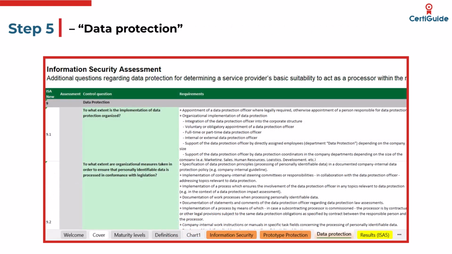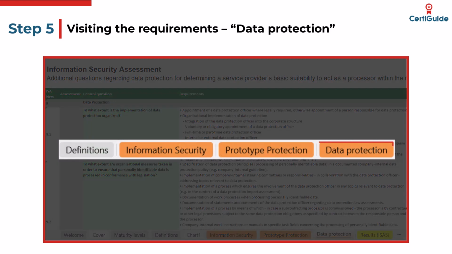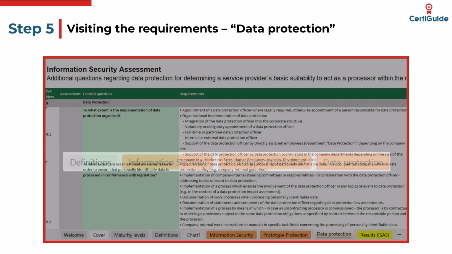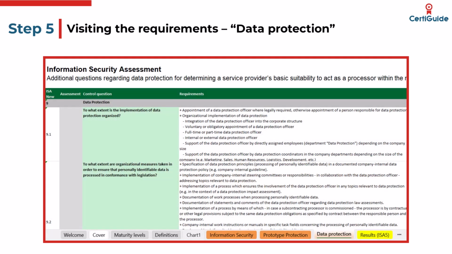Step 5. Visiting the requirements. Data protection. We now move on to the last tab, Data protection. This tab is simpler than its two siblings. For one thing, there are only 4 individual requirements here, and these are not divided into must and should requirements, nor are they grouped according to normal, high, or very high protection needs.